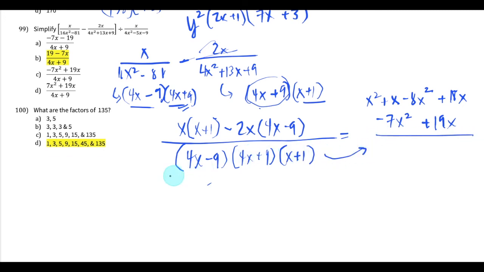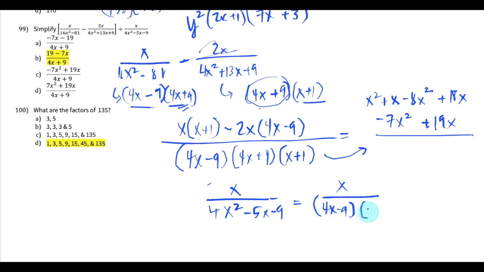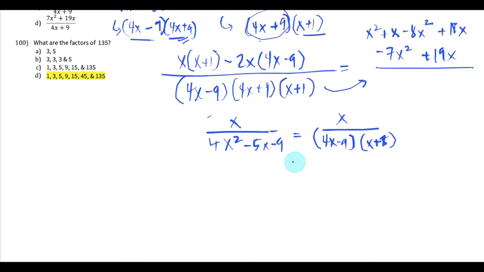Okay, hindi ko muna isusulat. Divided by this 1. So, yung muna i-work with. X over 4x squared minus 5x minus 9. Factor natin itong nasa baba niya. We will get 4x minus 9 times x plus 5. Correct? Ay, sorry, x plus 1. Yeah, x plus 1. Okay, so i-divide na natin silang dalawa.